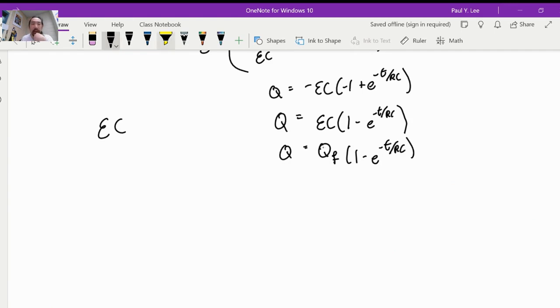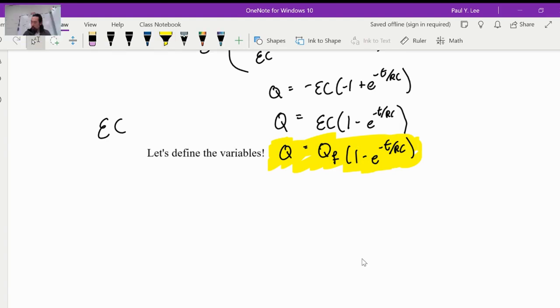Okay. Woo! If you got this far, applause for you. You did some awesome mathematical gymnastics. That becomes our formula, but let's actually define what the variables mean, okay? Because we have a lot of variables that look very similar with different subscripts.